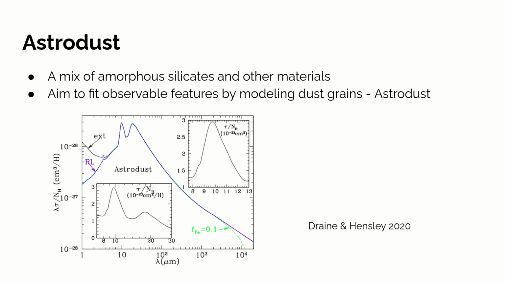Astrodust is a model that's been formulated by Hensley and Draine in the 2020 paper with the goal of trying to fit observable features by modeling the actual dust grains themselves, which are thought to be a mix of amorphous silicates and other materials that can be combined into grains that can match both the observed extinction and observed emission. For more details, see the paper.